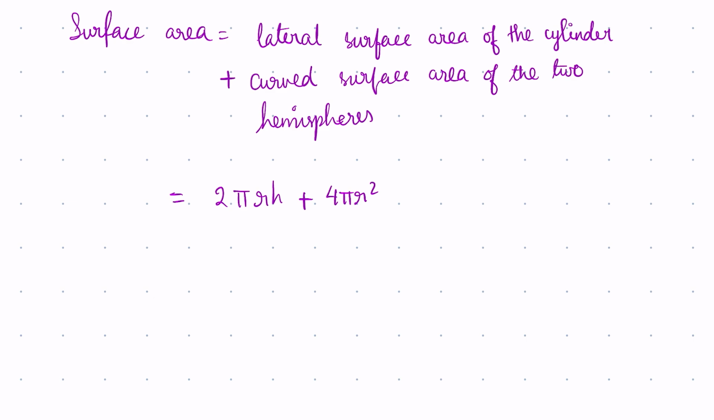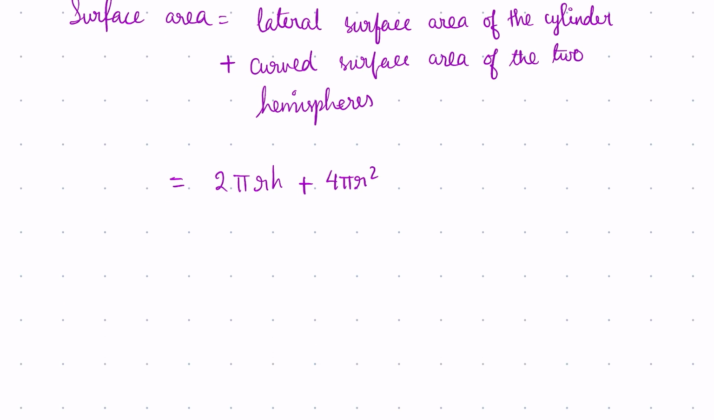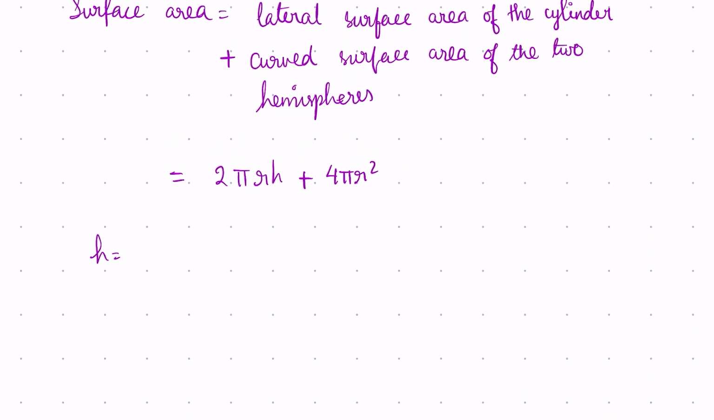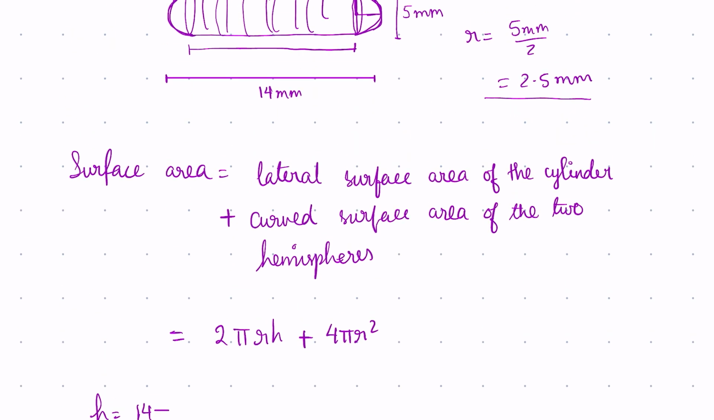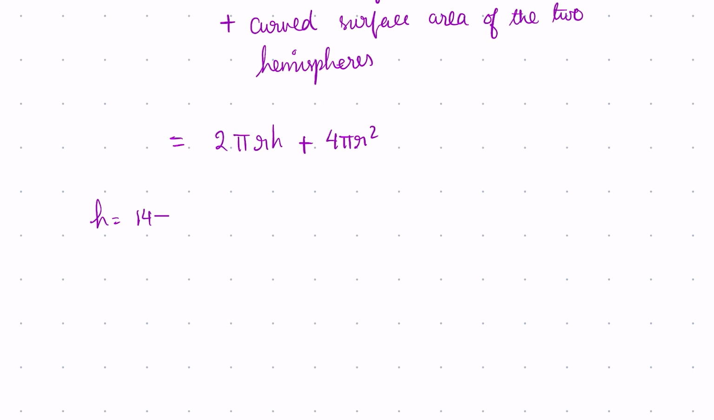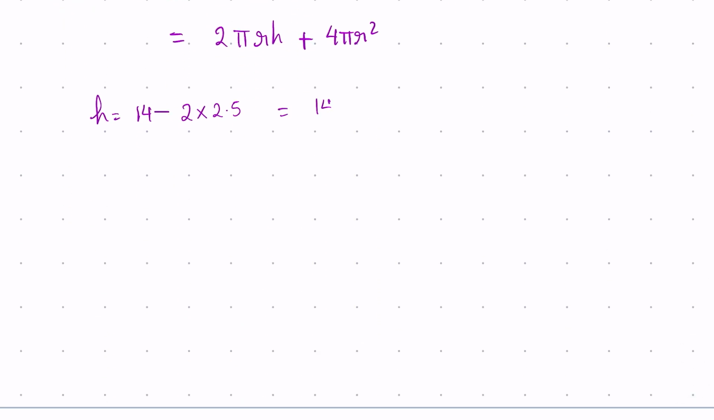Well, I know r I found out as 2.5. I need to find h. h is nothing but the height of the cylinder. So from here to here, how can we find h? Well, h is equal to the total length of the capsule, which is 14, minus this length, right, which is nothing but the radius of the hemispherical part. So minus 2 times the radius, which is 2.5. Why 2 times? Because I need to subtract this distance and also this. So that gives us 14 minus 5, which is 9 millimeters.